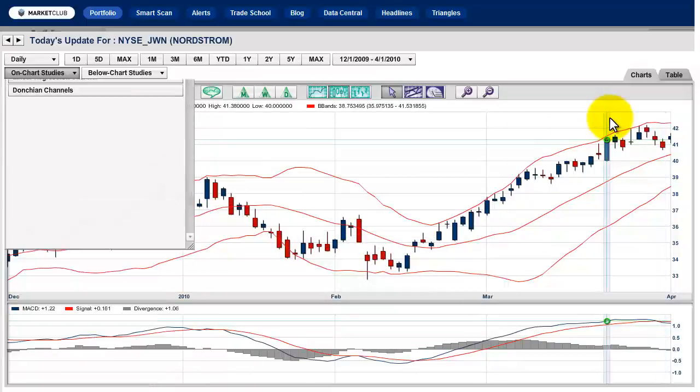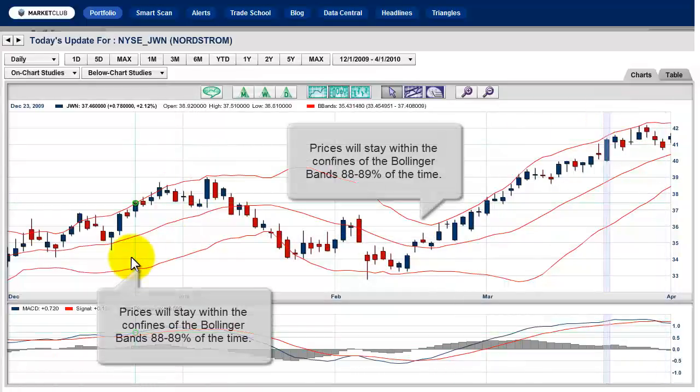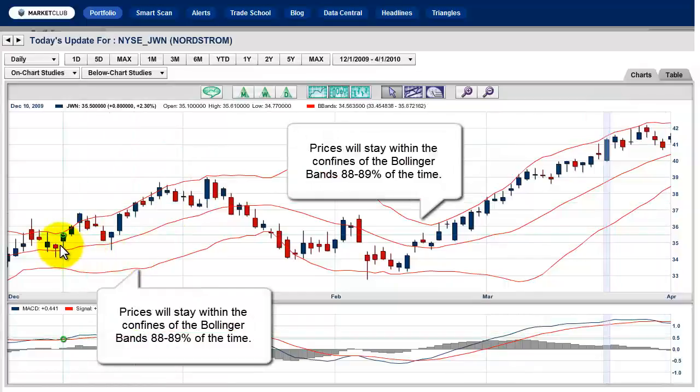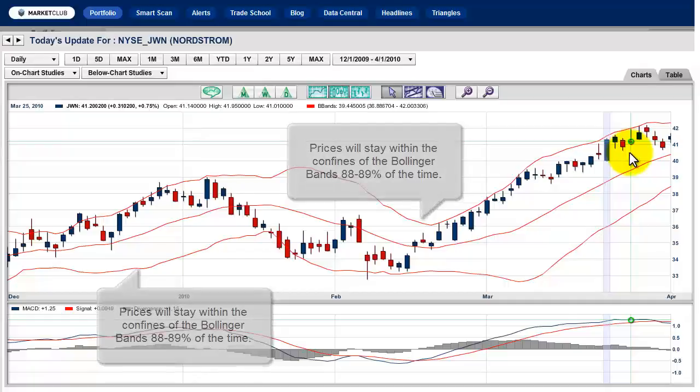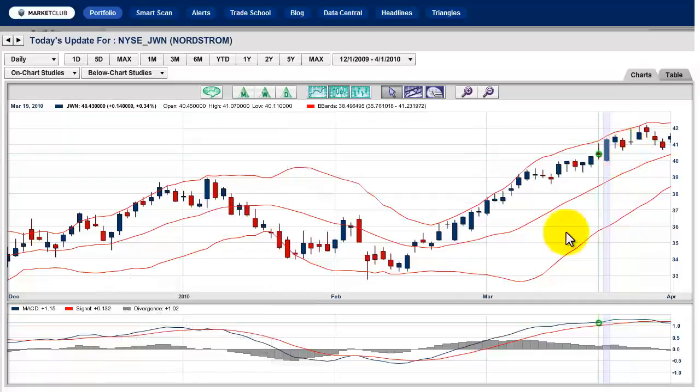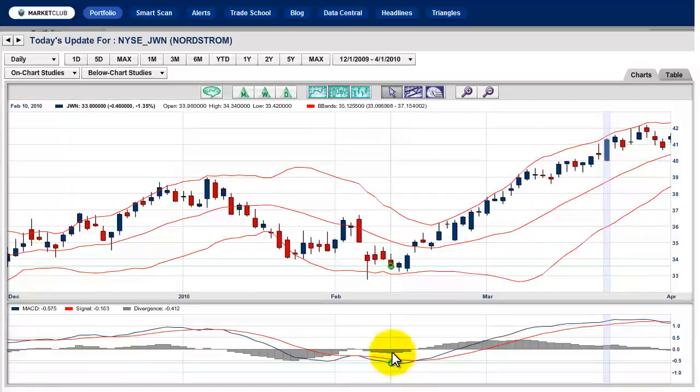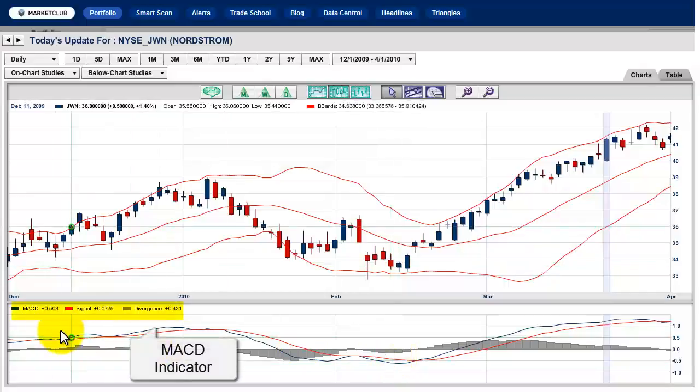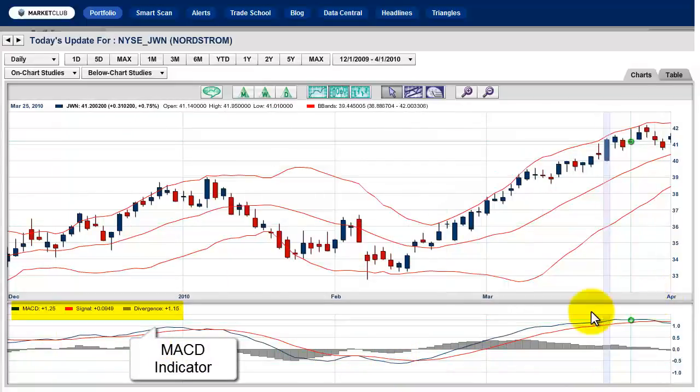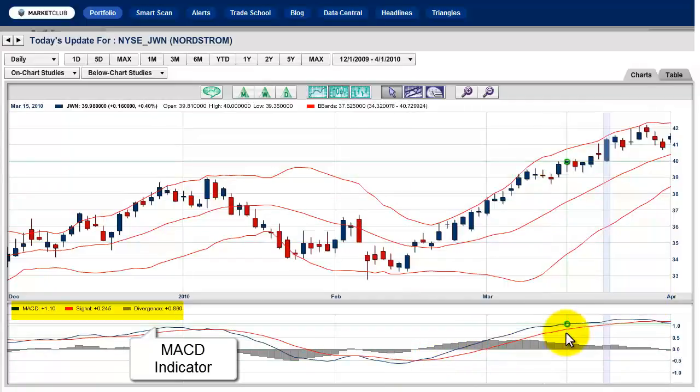So you click off, and what John Bollinger was saying with the bands is the prices, like here, are going to stay within the confines of the bands about 89% of the time, which is pretty true. So what we're looking for is a W bottom, and I see one right here. Before I show you what that is, below the chart, we have a MACD indicator. Just very simple. It's a trend following tool. You've seen our earlier videos on this. You'll know how to use it.